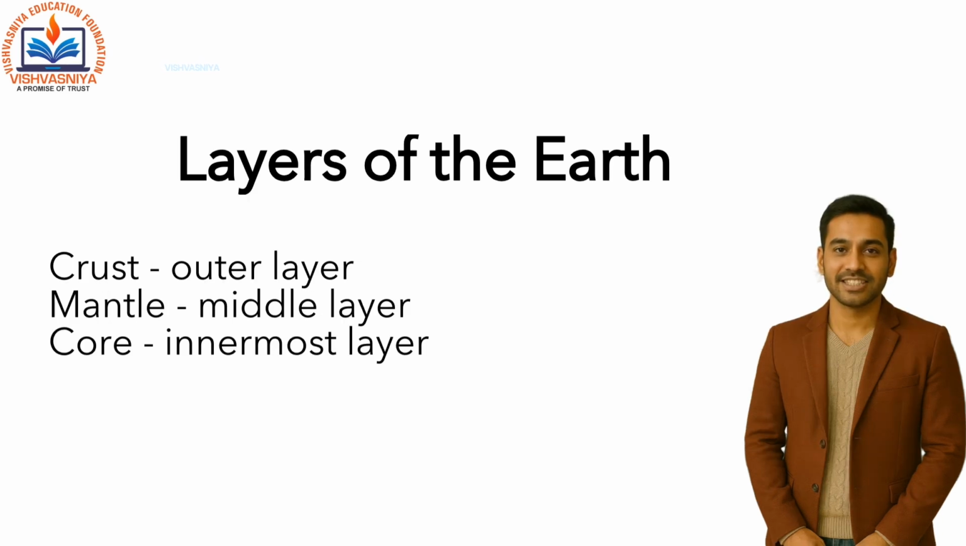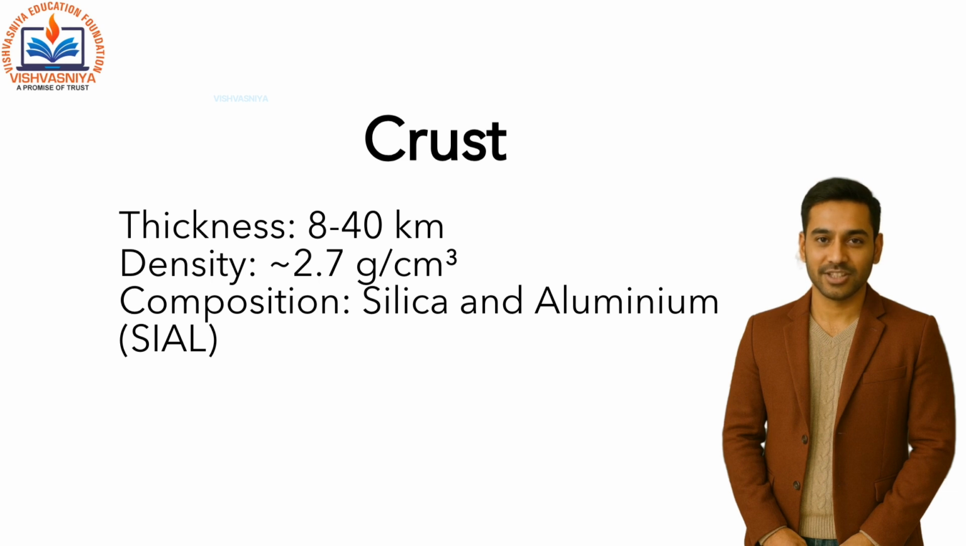The Earth is not the same all the way through. It is made of different layers, just like an onion. These layers are the crust, the outermost layer, the mantle, the middle layer, and the core, the innermost layer. Let's begin with the crust.